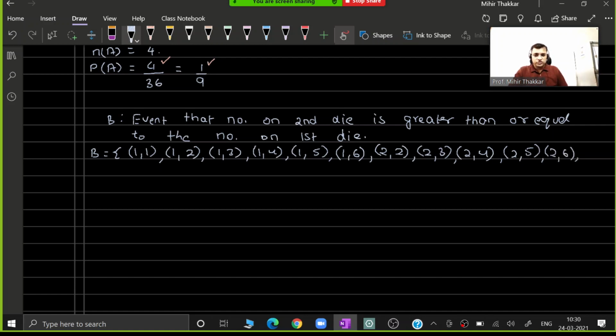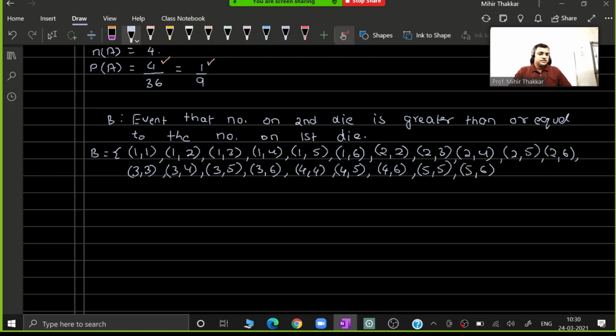Go with the third row. Start with 3,3; 3,4; 3,5 and 3,6. Go with the fourth: 4,4; 4,5; 4,6. Done with the fourth row. Go with the next: 5,5; 5,6, and the last is obviously just 6,6.